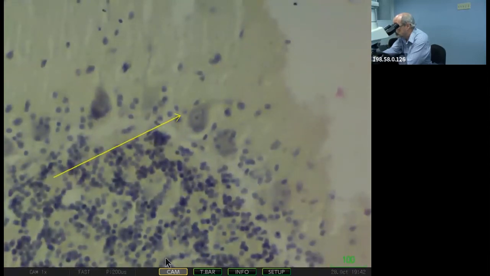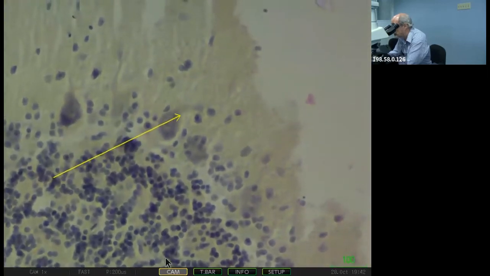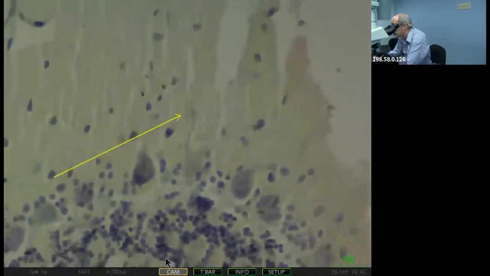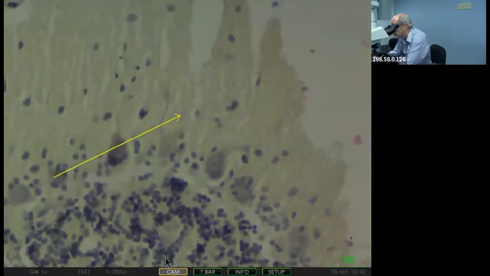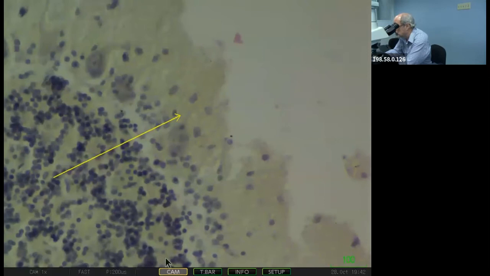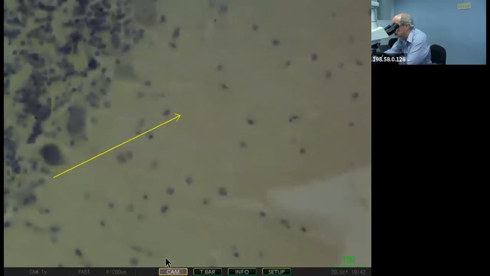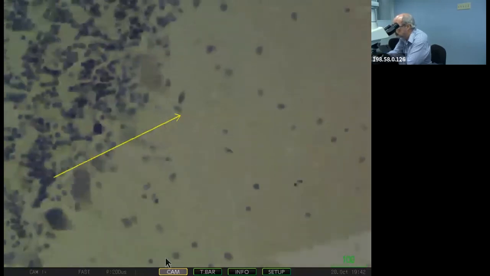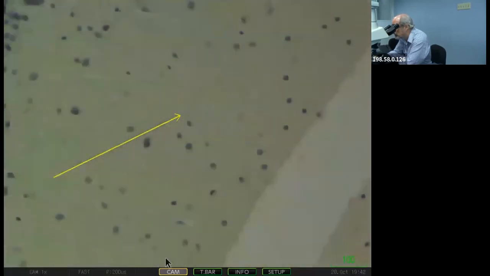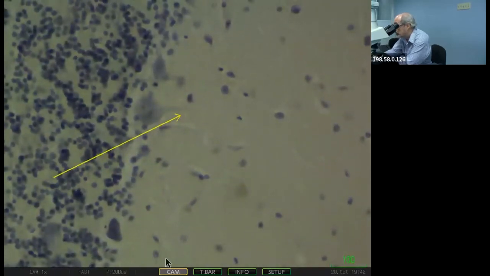So you see, maybe this one is better. You see the different dendrites here. And you have another one here, and one here, and here too.